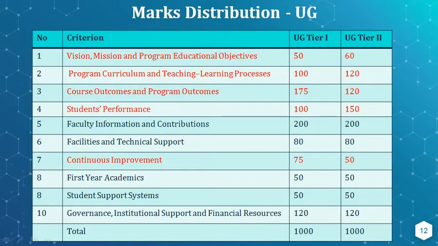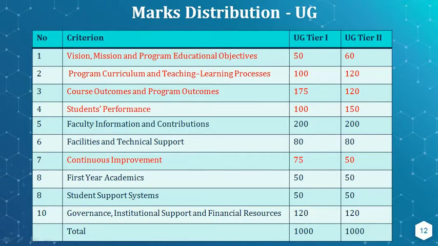Now, what is the difference between tier 1 and tier 2? The tier 1 institutions have some freedom to change the curriculum, the way they teach, and they are more free to change the structure and everything. Based on that, the difference between tier 1 and tier 2 institutions lies only in the marks given to the different criteria in the accreditation.